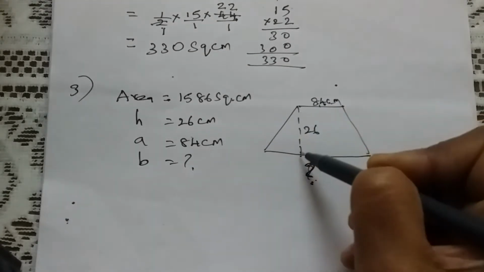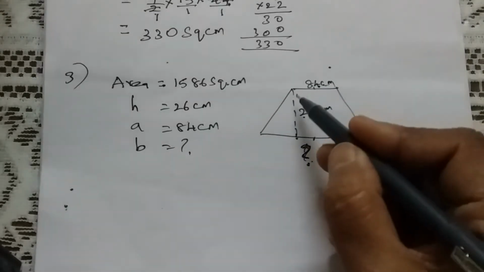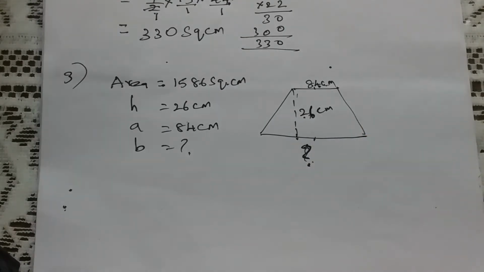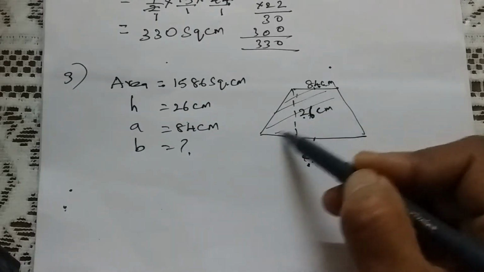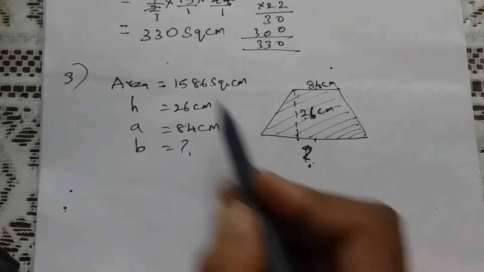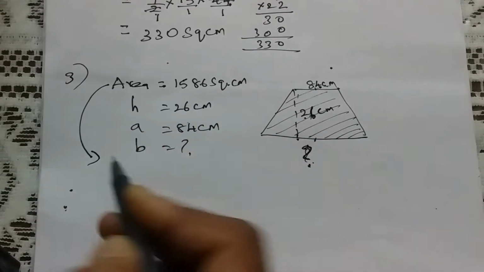And the distance between the parallel sides is 26 centimeter. What is the distance between the parallel sides? It is nothing but the height of the trapezium. Okay. Now we are given the area. Which is the area? The portion, the space within, bounded by this trapezium is the area. That is 1586.